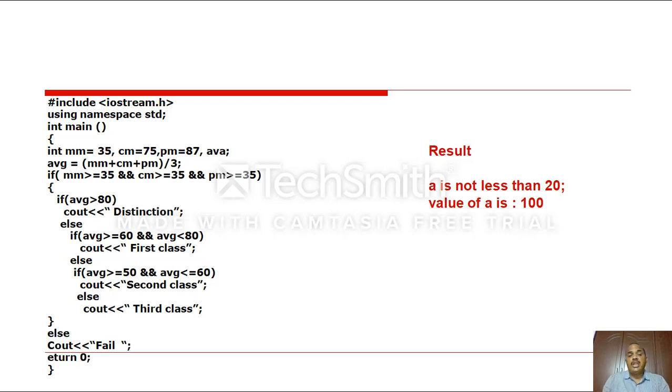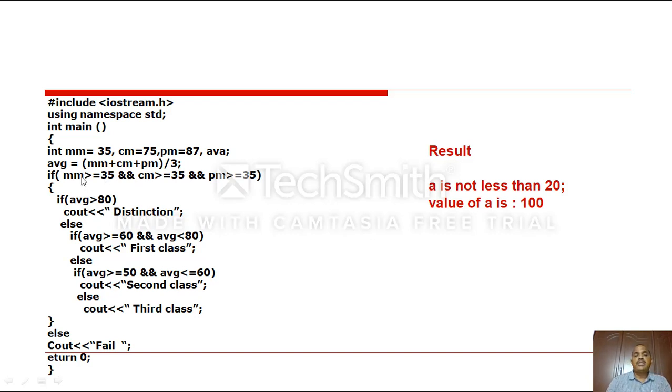Then if, here verify all of you. If maths marks greater than or equal to 35 and chemistry marks greater than or equal to 35 and physics marks greater than or equal to 35, all these conditions are satisfied. Here all of you observe, this is a logical AND operator, double ampersand symbols. How many logical operators? Logical AND, logical OR, logical NOT. There are 3 types of operators.